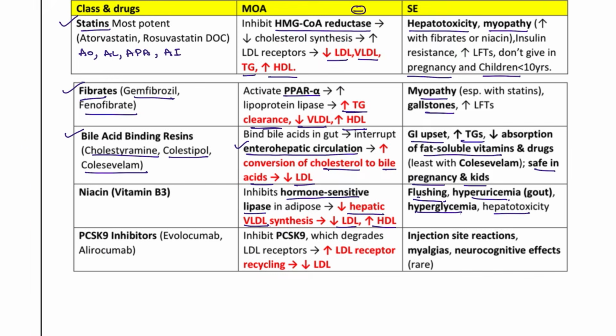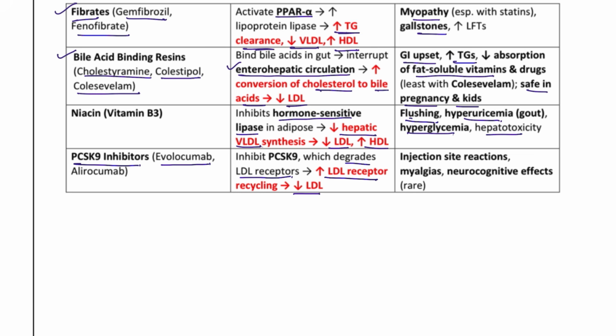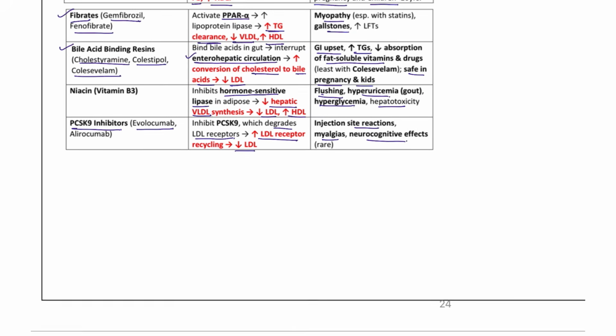PCSK9 inhibitors. The drug name is evolocumab, which inhibits PCSK9, which degrades the LDL receptors, and so it increases the LDL receptors and decreases the LDL levels in the body. Injection site reactions, myalgias, and neurocognitive effects will be seen as the side effects.